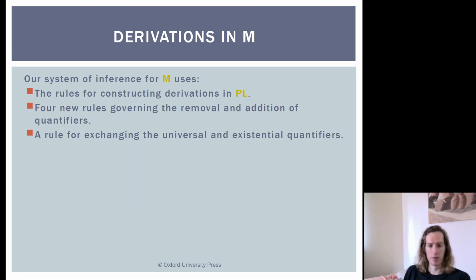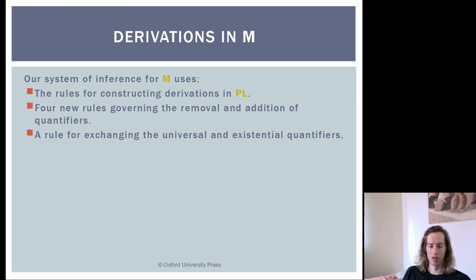So a lot of this should be familiar. I hope the rules are pretty similar to propositional logic. We're just adding a couple new things as far as the syntax and so on goes. So our system of inference for monadic predicate logic uses the rules for constructing derivations in predicate logic. Same thing applies here. We're going to have a couple new rules for removing and adding quantifiers, which will be important for being able to do proofs.